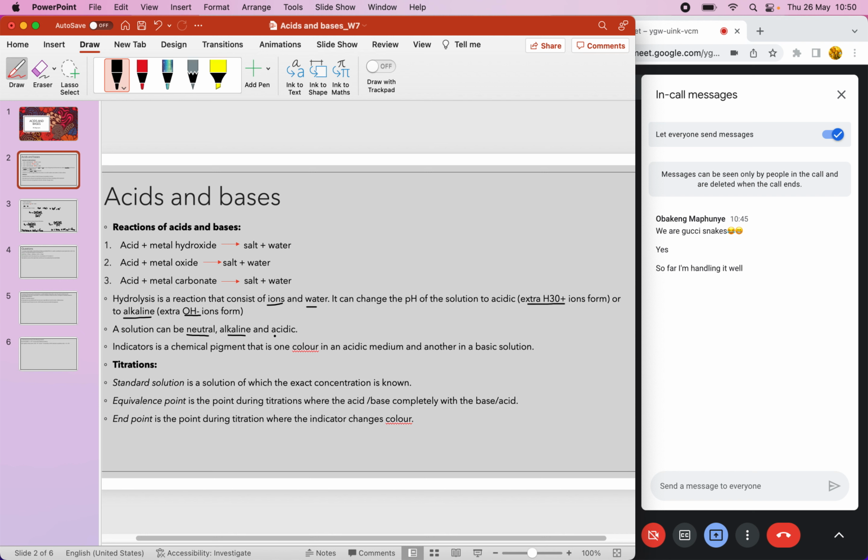And a solution can be acidic. In this case, it means that a strong acid reacts with a weak base. Hence, the solution that will be formed will be acidic. And now we spoke about indicators, and an indicator is a chemical pigment that is one color in an acidic medium and another in a basic solution.